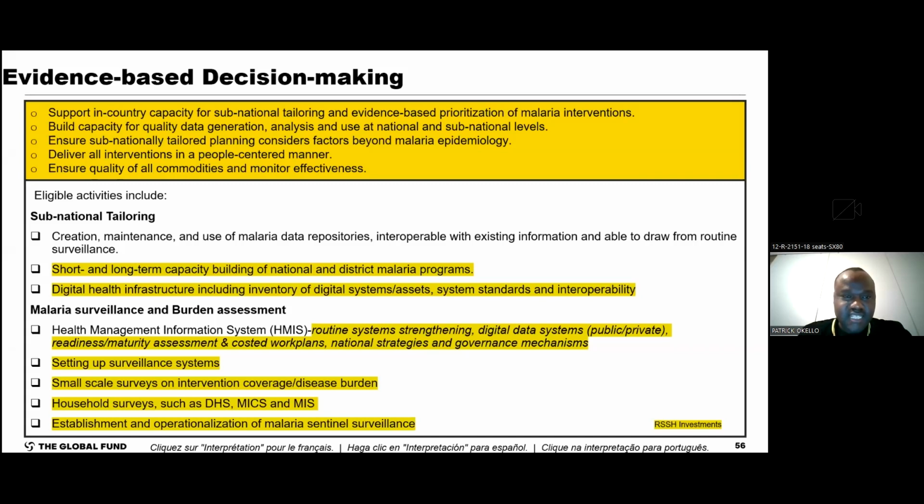And of course, that these are people-centered and ensuring that there are available quality commodities to ensure that we have these data systems to help us to evaluate our work, and we'll be supporting a range of these data systems, including HMIS, surveillance systems, surveys as usual. So this part is what we have been doing, and all of this is linked to RSSH investments. Next slide, please.